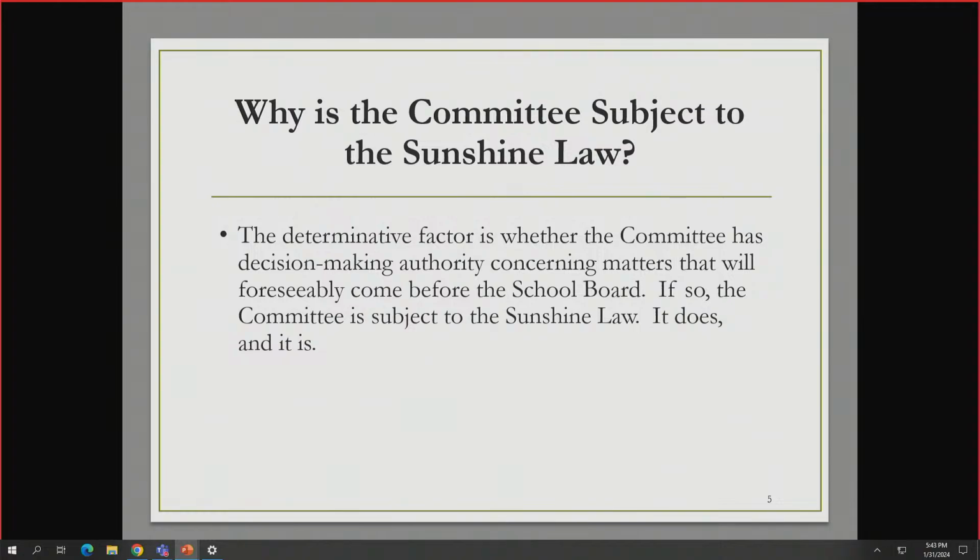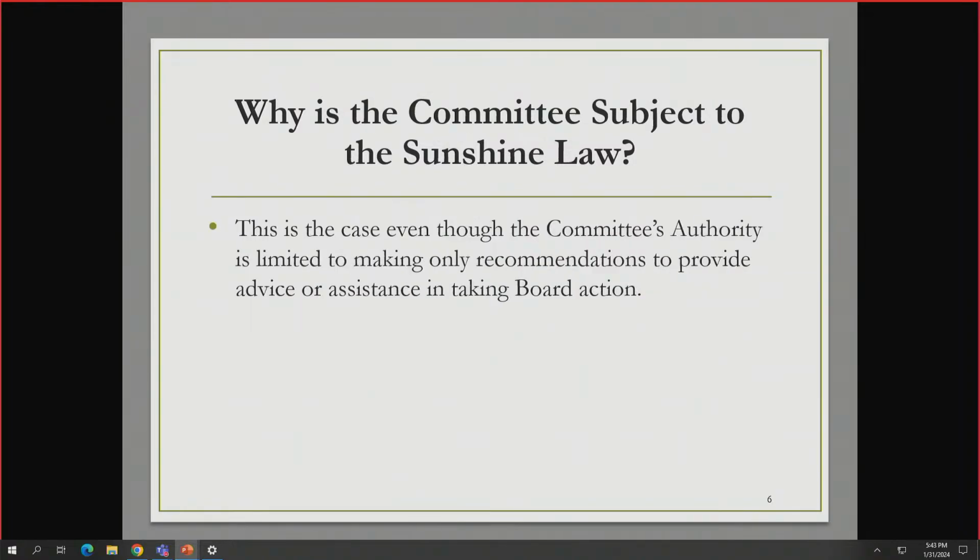You'll note there's a theme here. Almost every slide is going to say, because of this, because of this. There's no question. So I'll quit saying this is why you're under the Sunshine Law, and we'll just get to the meat of each of the next slides. Slide 6, please. And again, even though we are making a recommendatory authority decision, that is absolutely, under a board like this, subject to Government in the Sunshine.